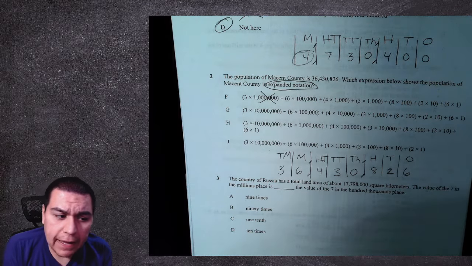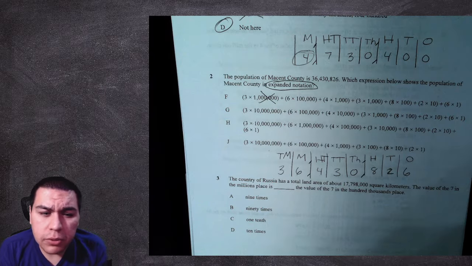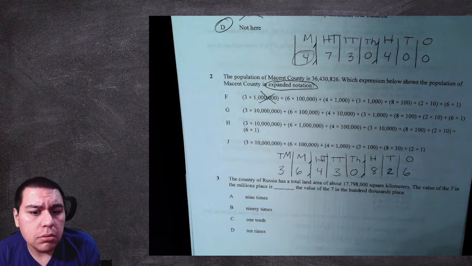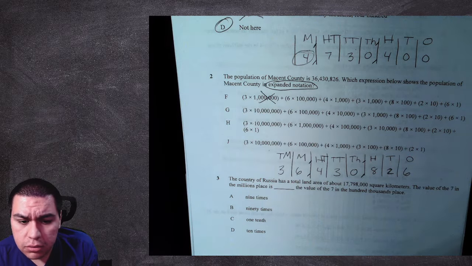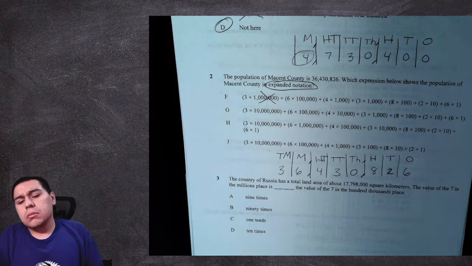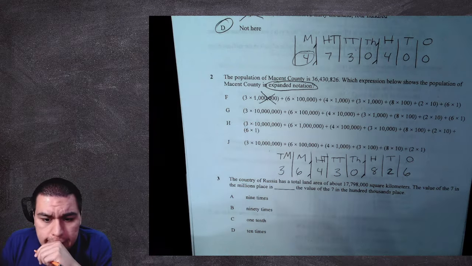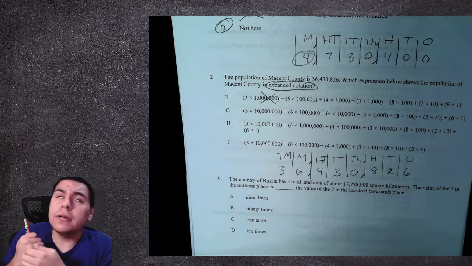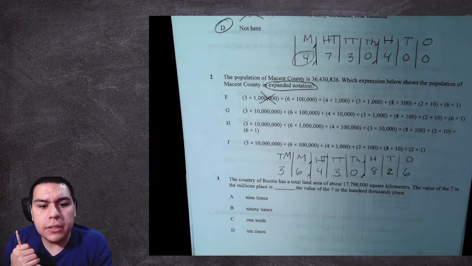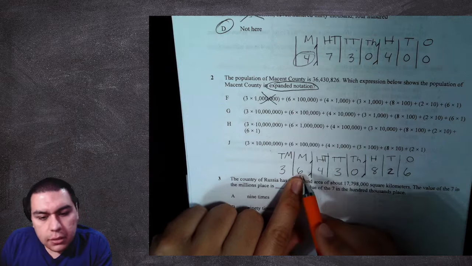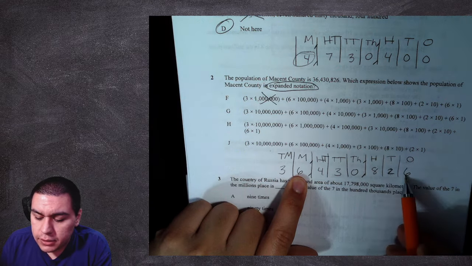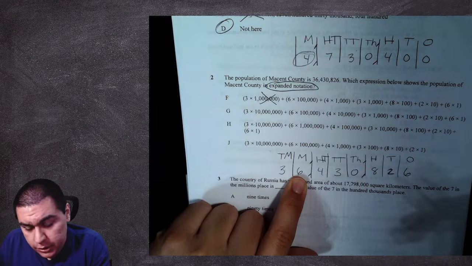Who can tell me, after I have the 3, what number should come next in my expanded notation? Nakai, what number should come next? Six, and you're absolutely right, Nakai. It's 6, but it's not a regular everyday 6. It is 6 million. So the 6 stays a 6. Let's see how many zeros I should see. 1, 2, 3, 4, 5, 6. Hey, that matches.